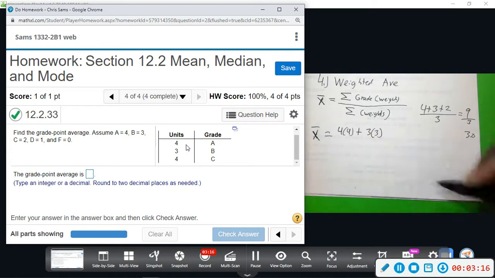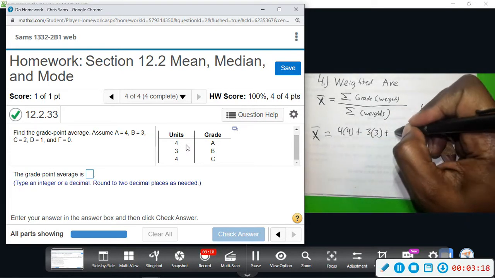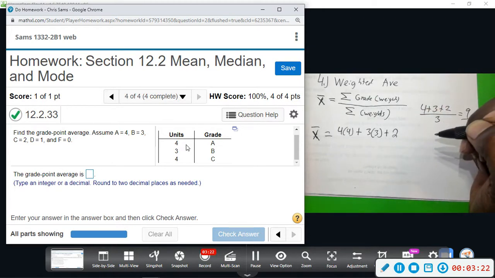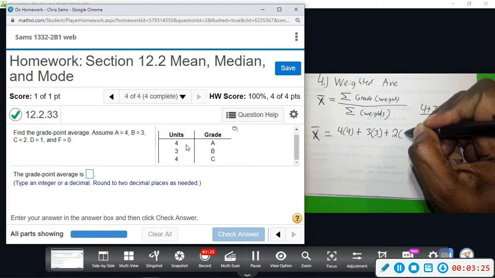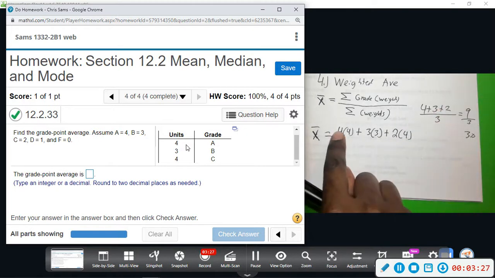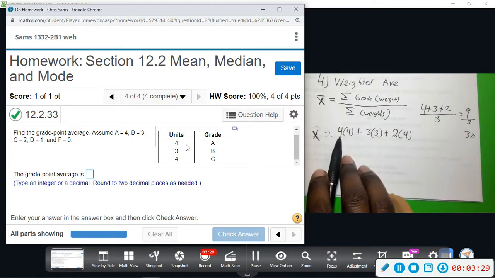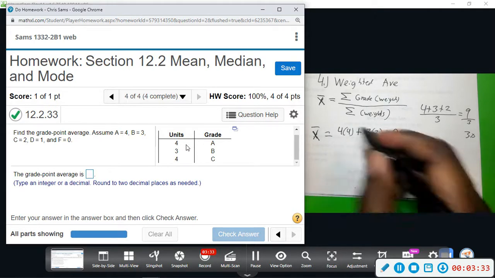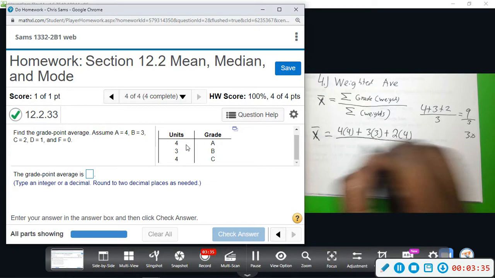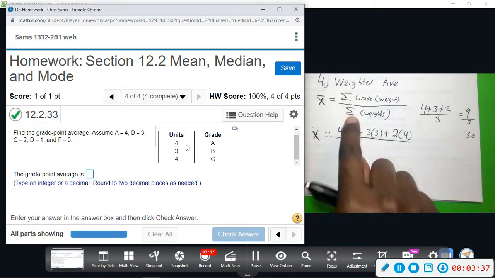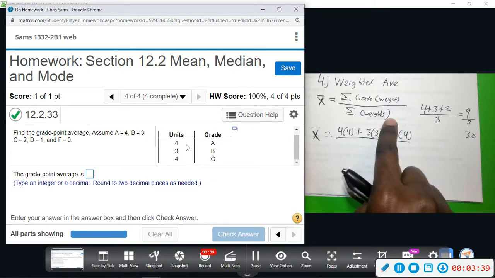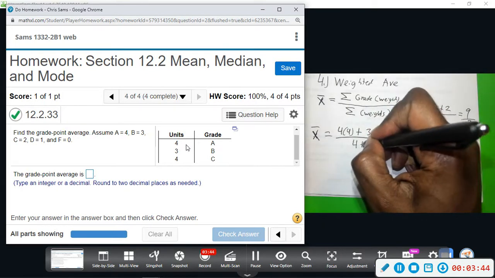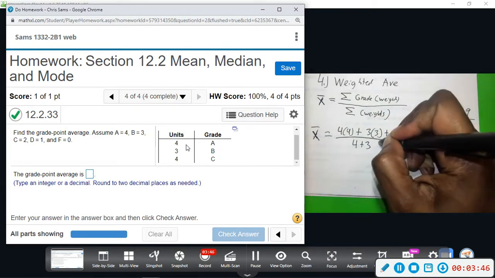And then the last value we have to add was a C, and a C is worth 2 points, and we have 4 hours' worth of C's. So you do the grade times the weight. It would be the same thing as if you were doing test average, daily average, and all this stuff times the percentage, and then you divide by the total percentage or the total of the weights. So the weights in this case are the units or the hours. On the bottom we would just add the weights: 4 plus 3 plus 4.